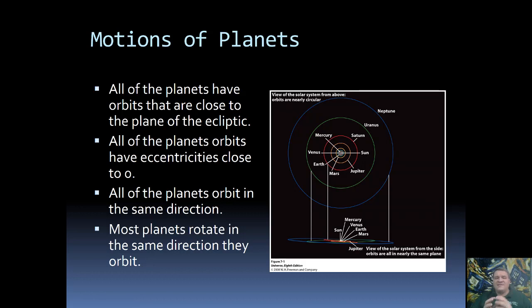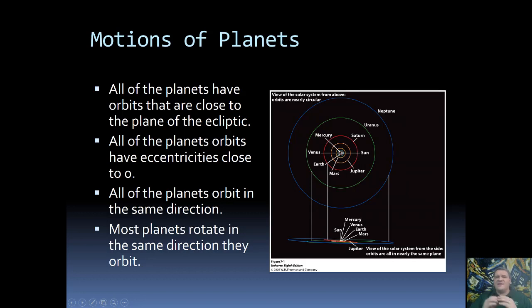Second, all of the planets have orbits with eccentricities near zero. If you remember way back, an eccentricity near zero means that it's almost a perfect circle. So it's not a perfect circle, but it's close to being a perfect circle. And that's what you can see here. This actually has the shapes of all of the planets' orbits, and notice they're all almost perfectly circular.